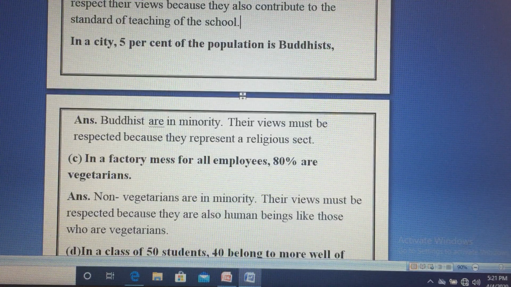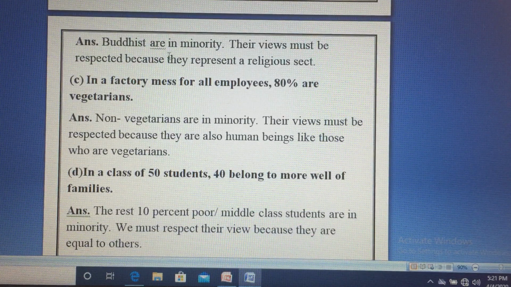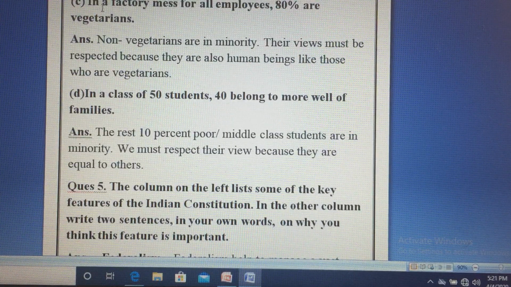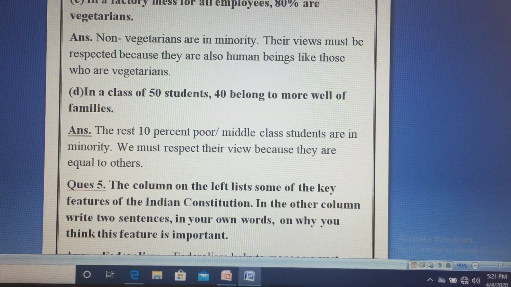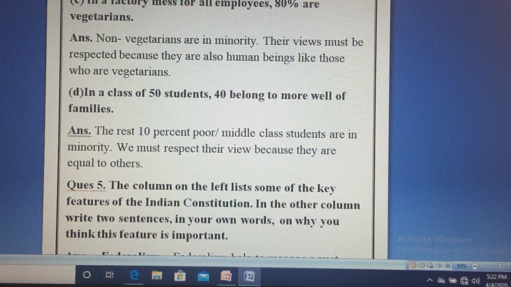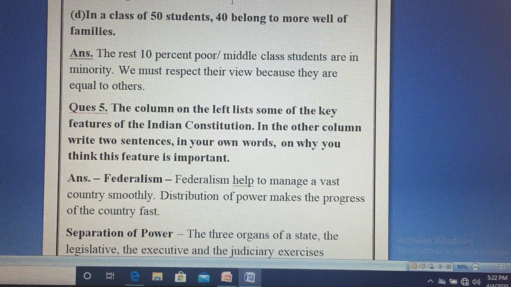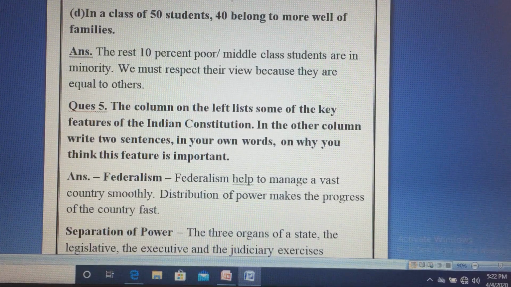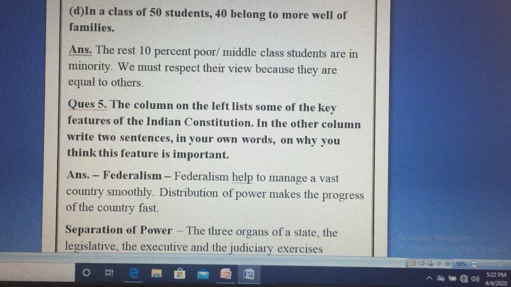Yes, you should. Now the second scenario: in a city, 5% of the population is Buddhist. So Buddhists are a minority. Their views must be respected. Next situation: in a factory mess, 80% of all employees are vegetarian. Non-vegetarians in this scenario are a minority. Their views must be respected because they are also human beings like the vegetarians. Now the next scenario: in a class of 50 students, 40 belong to more well-off families. So the 10 poor and middle class students are in the minority. We must respect their views because they are equal to others.